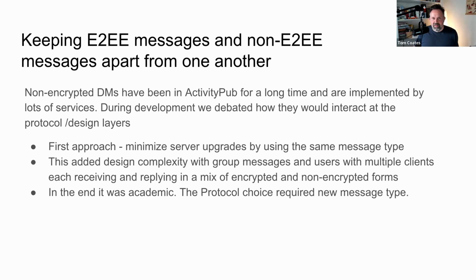The protocol choice required a lot more complexity, required us to have a defined new message type separate. So now, effectively, what we're saying is you can either send an unencrypted message and it will go to everyone on the other end's phone, or you can send it as an encrypted message and it will only go to clients that can handle encrypted messages. If we can click forward.